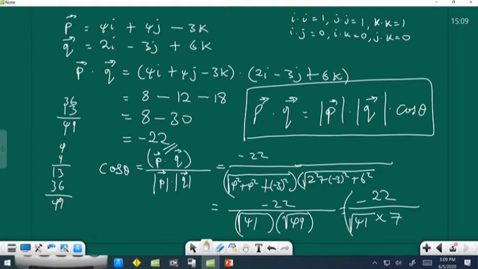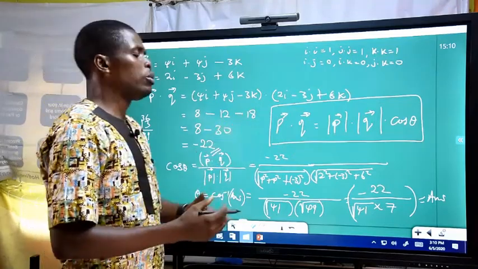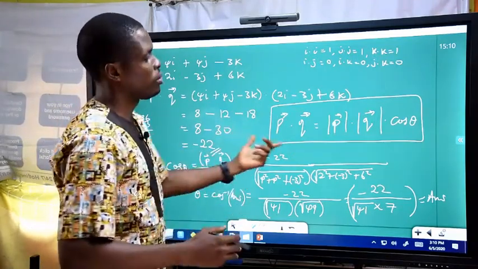So we can solve this and get the cosine. This is what we call the cosine of that angle. We can then use the cosine and find the inverse cos function of the answer we get here. Using your calculator, you can get the answer for this. Okay?